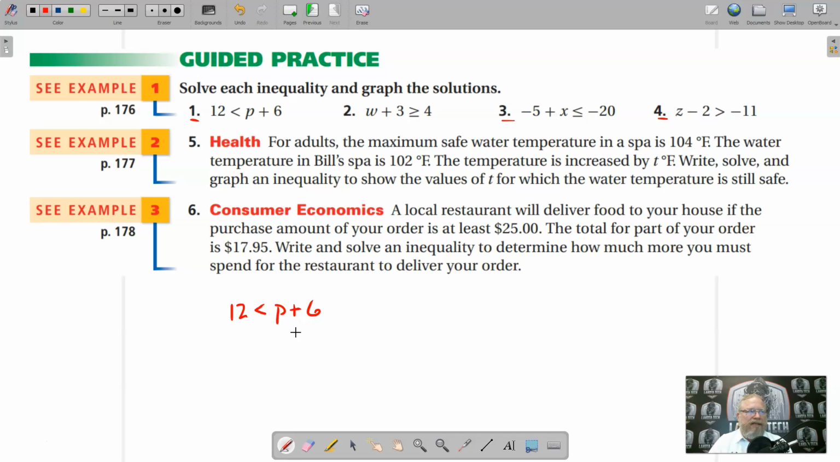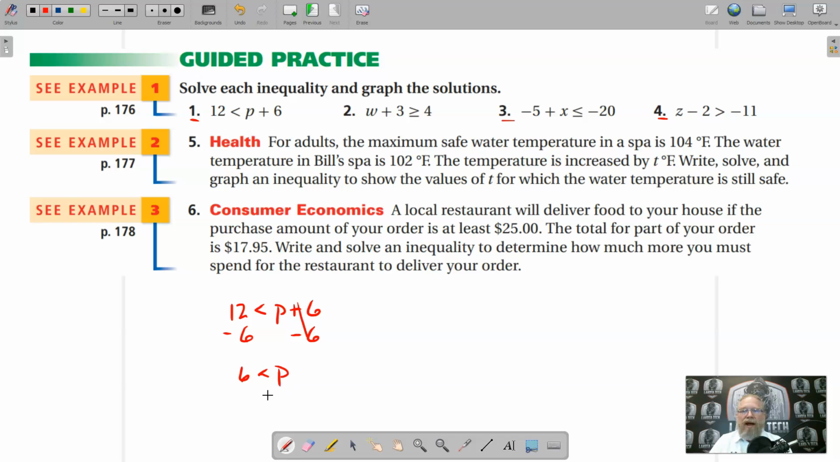So we have the positive 6. Let's get rid of that with a negative 6. And what we do to one side, we're going to do to the other. The positive 6, negative 6 cancel each other out, leaving us with P on the right. And 12 minus 6 is 6. And we have our symbol of less than.